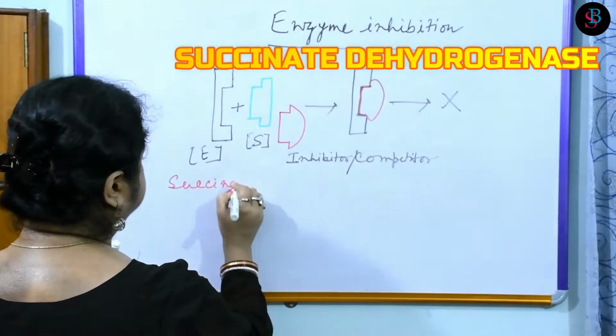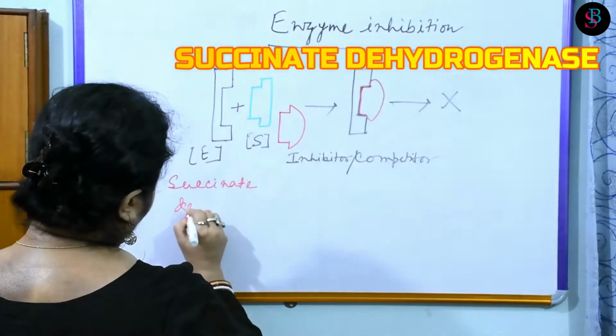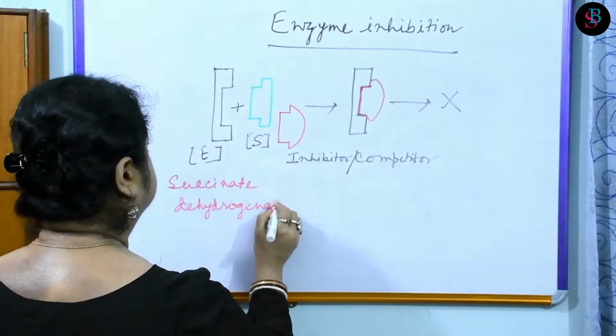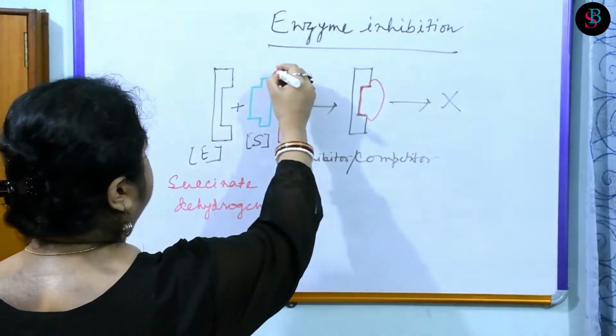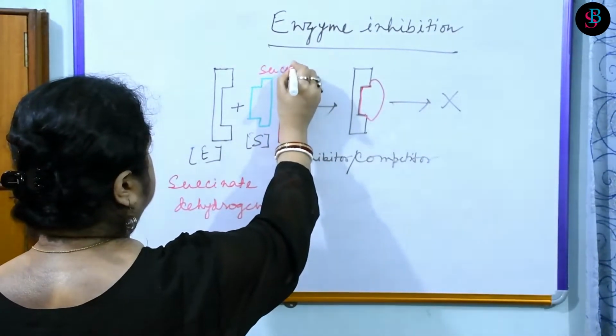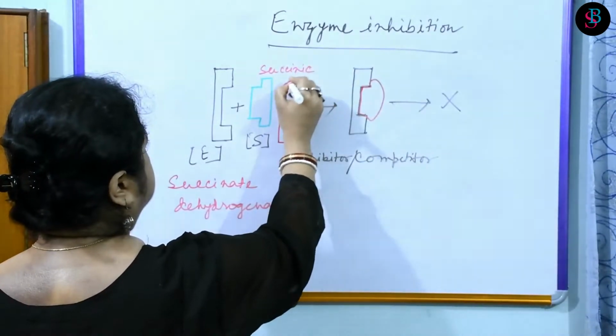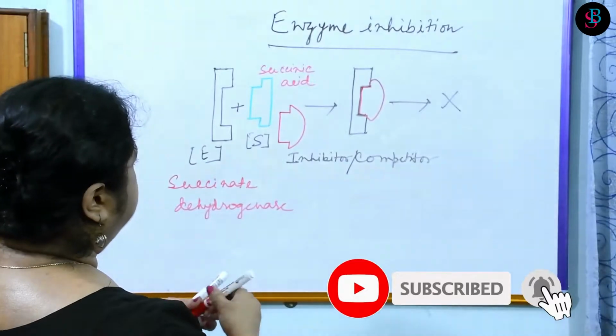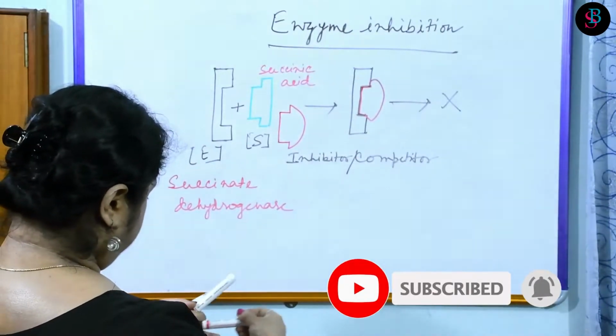In this case, we can give the example of the enzyme succinate dehydrogenase. Its actual substrate is succinate, or succinic acid, and its inhibitor is malonic acid.